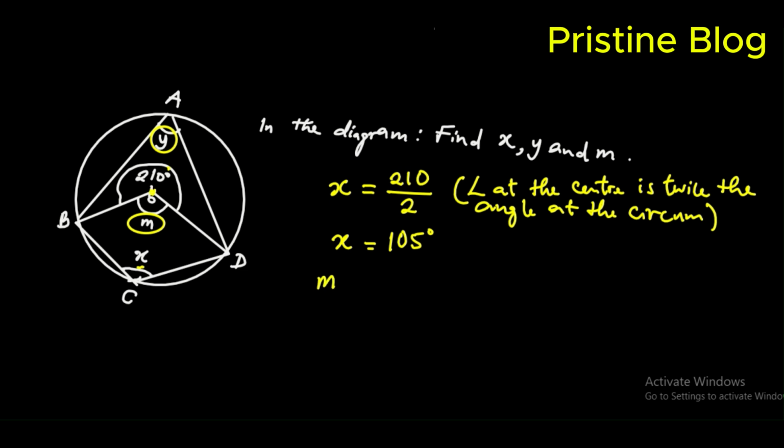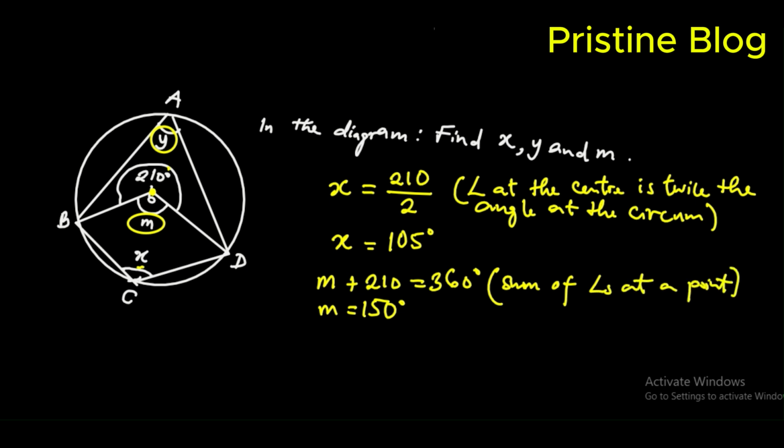Let's get the m. We'll now see that 210 and m are angles at a point there. If you add the two together, they are equal to 360 degrees. So our m now is equal to 150 degrees. And we now know that the m will work with y there. The reason is that the sum of angles at a point is equal to 360 degrees.